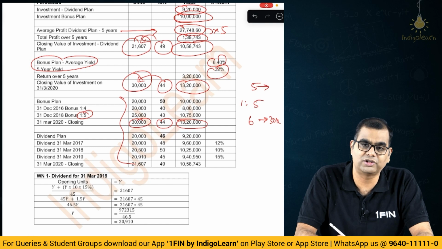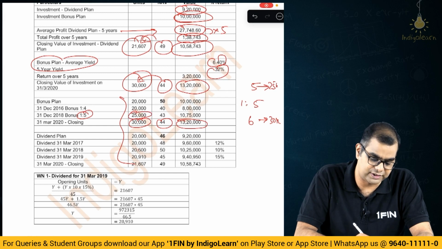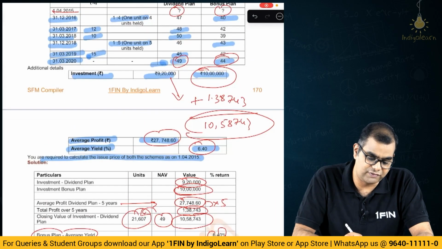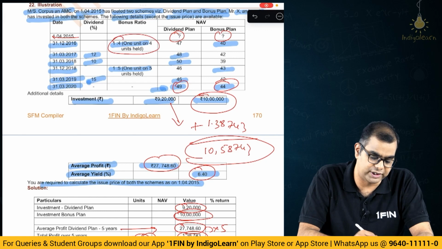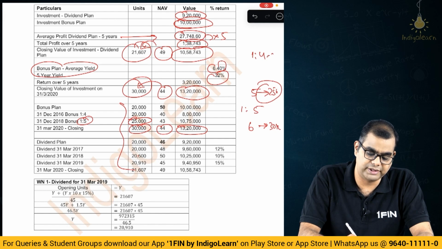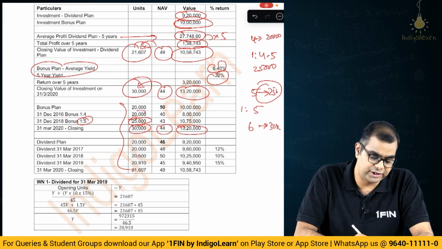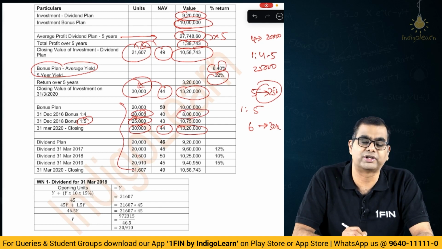So, what is this 5 before the bonus? 30,000 by 6 into 5, which is 25,000. That is how you got this 25,000. Then there was another bonus of 1:4. So 25,000 is 1:4, meaning you get total of 5, and this 5 is equal to 25,000. So what is 4? 4 is 20,000. How? 25 by 5 into 4. So that is how you get 20,000. So the initial unit count is 20,000.